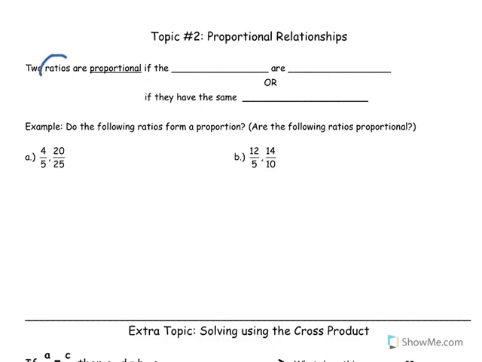So remember, last class we learned about what a ratio was. A ratio was a comparison between two different quantities. So what we can say is two ratios are proportional if the ratios are equal, okay? If they're the same ratio, all right?